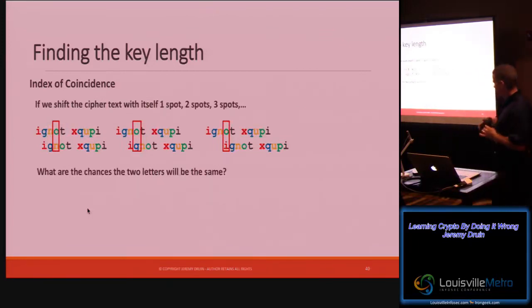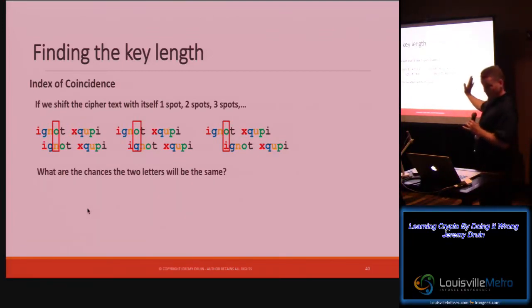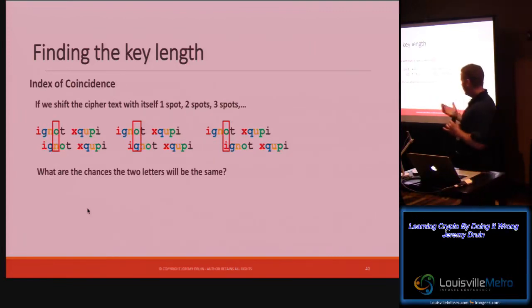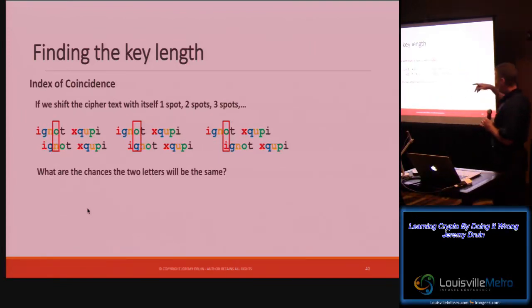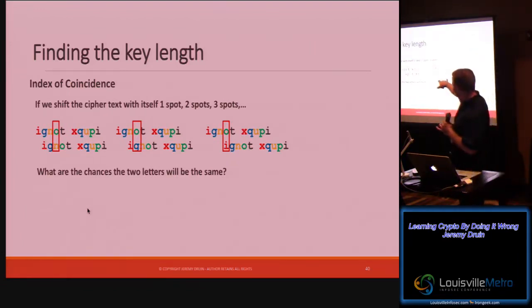So, a little bit more of a visual representation. Let's say, for example, in our Hello World example, I made a copy of the ciphertext and put the copy underneath the first copy, and moved it over one spot. We're going to compare the G to the I, the N to the G, O to the N. Sounds like a song I've heard before.